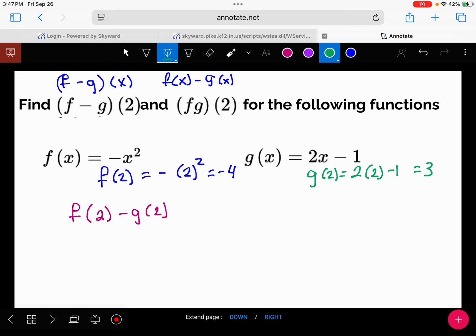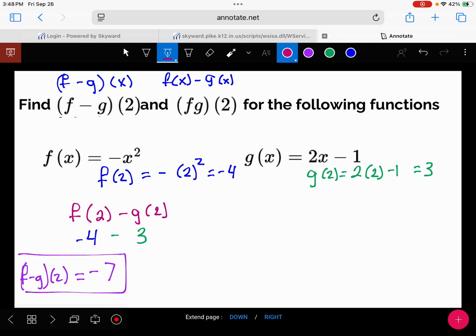So when we're looking at f of 2 minus g of 2, well, my f of 2 is negative 4, and we want to subtract our g of 2, which is 3. So negative 4 minus 3 is going to give us a negative 7. So our f minus g of 2 is going to equal negative 7.